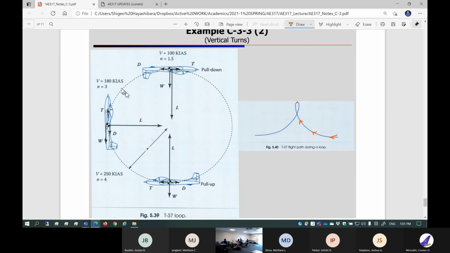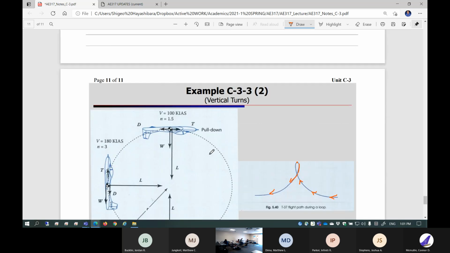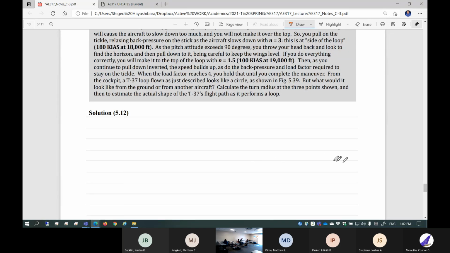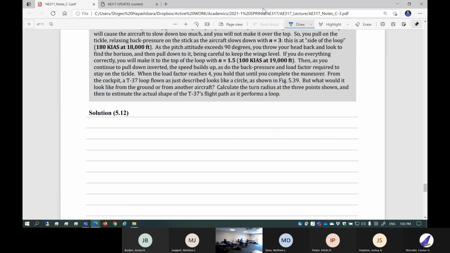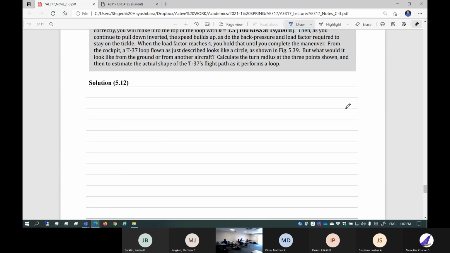And then obviously the radius is going to be much smaller because you're flying slower. And then after that, pull down to get out of it, okay? So this is how it looks, and you can actually compute that. So let's just compute that. Now, computation is kind of confusing, why do you need to make it so confusing? But KIAS is given, okay? So let's take a look at it.